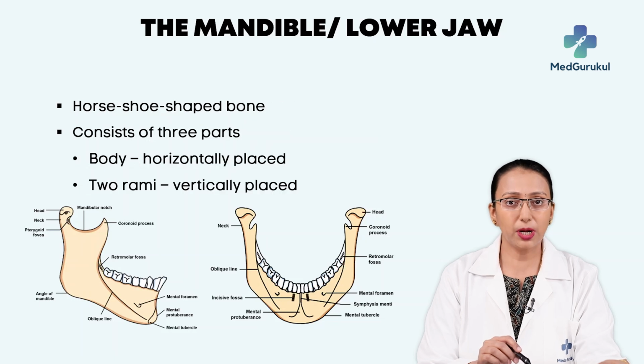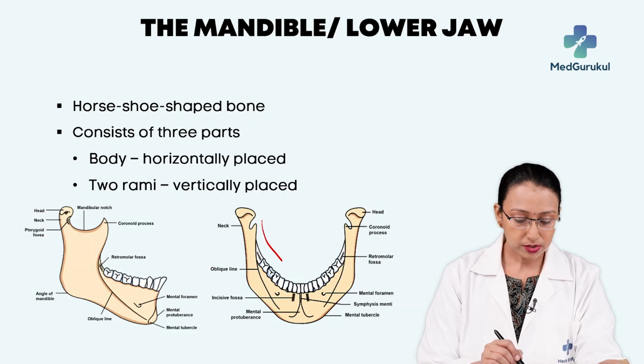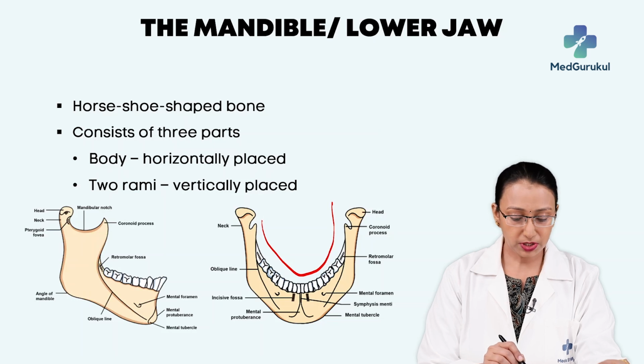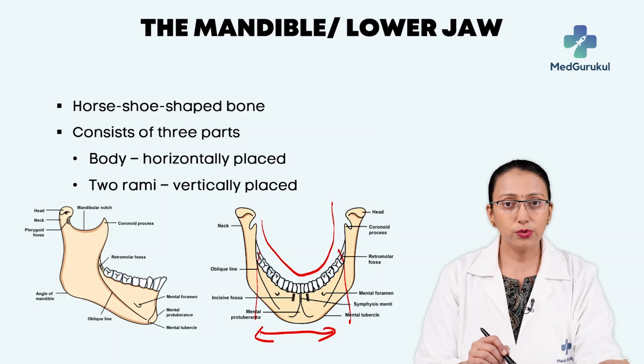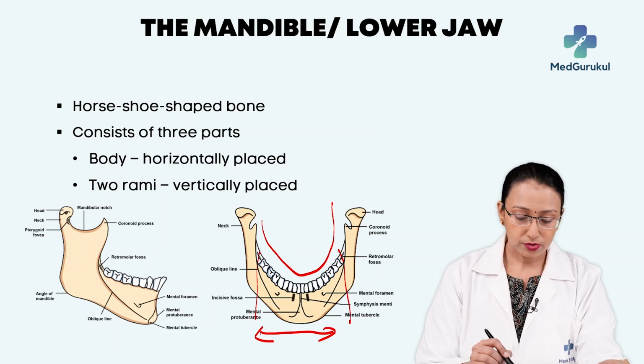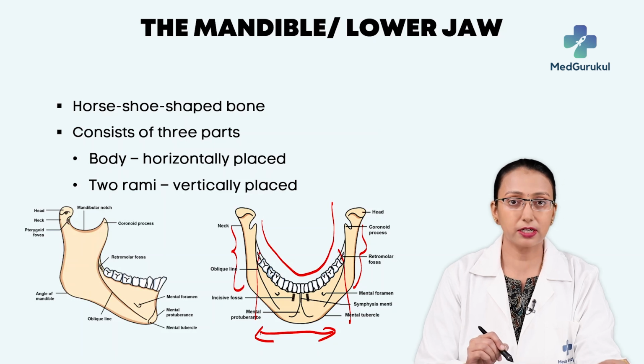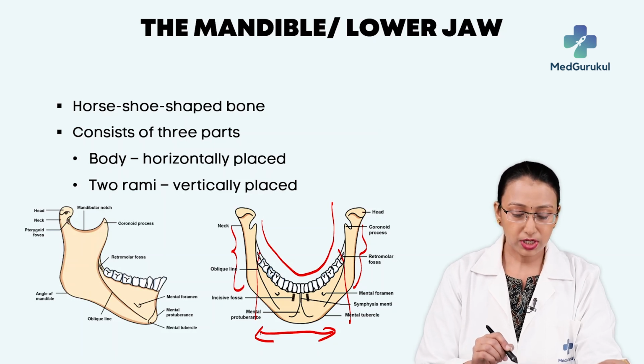This is a horseshoe shaped bone. It consists of three parts. In the center, the horizontal part is called the body, and the two rami are the vertical parts. From here to here, these are the two vertical rami on either side, vertically placed.